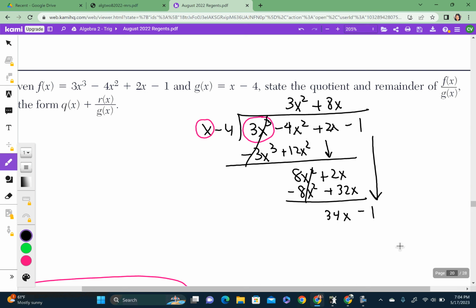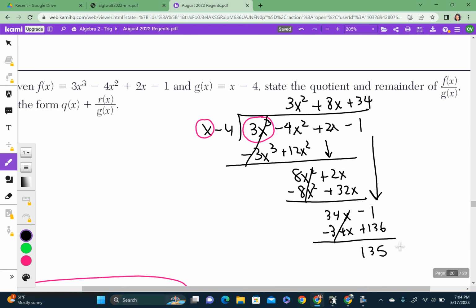Let's bring down that negative 1. And we do it one more time. X goes into 34x 34 times. 34 times x is 34x. Switch the sign. 34 times negative 4 is equal to negative 136. And then we have to switch the sign. So this cancels out, and we're left with 135 as our remainder.